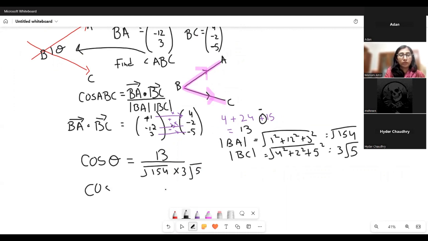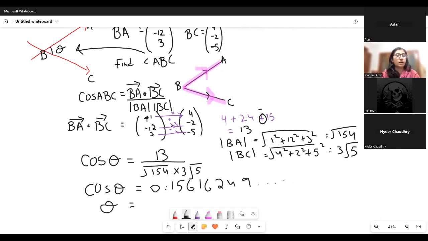So cos theta equals 13 divided by under root 154 times 3 under root 5, which gives 0.1561624. Theta equals cos inverse of the answer, which gives 1.14 in radians.